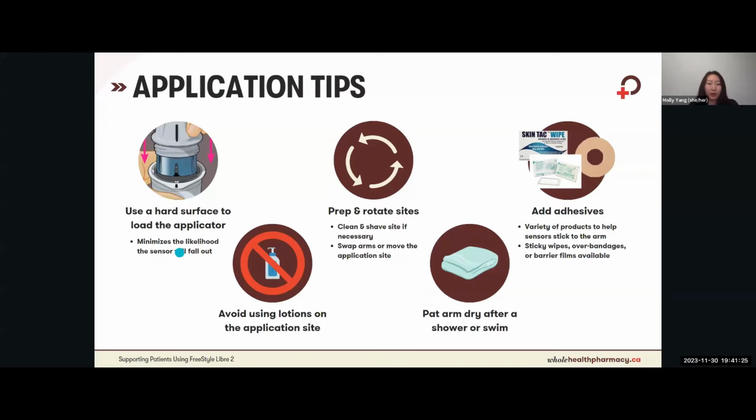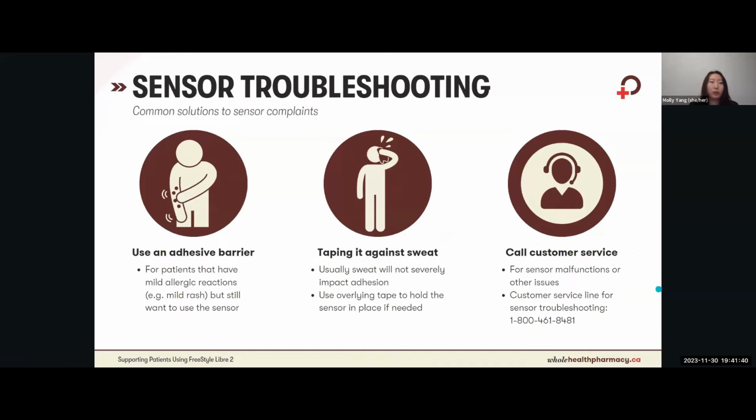Another tip is when loading the application device, the applicator, use a hard surface when pushing it down to ensure the sensor is properly loaded. Otherwise, it could potentially fall out before you're able to apply the sensor. Other points for troubleshooting: if patients have sensitive skin, you can use an adhesive barrier wipe. And we already talked about tape in the previous slide, if patients are more likely to sweat or having issues with adhesion. As a note, the patient can call Abbott customer service for any issues with the sensor. Generally, if the sensor malfunctions, customer service will be able to support them, potentially with a replacement.